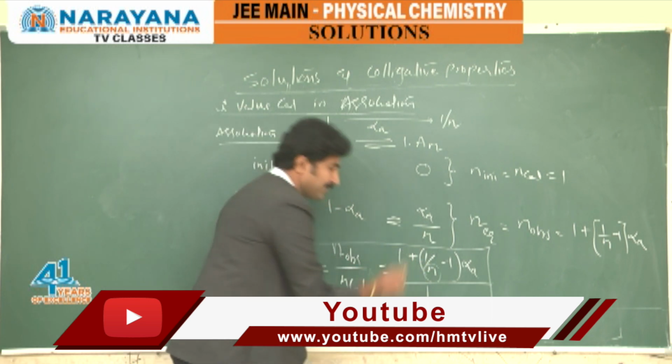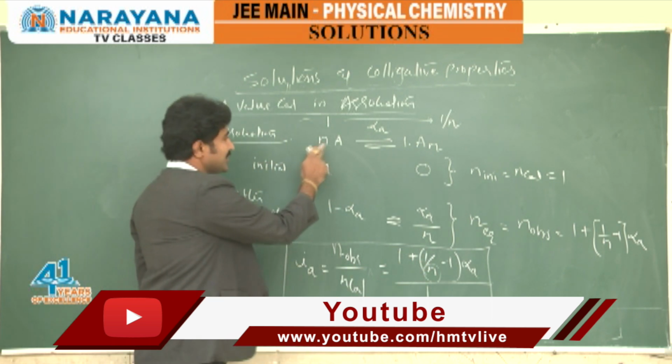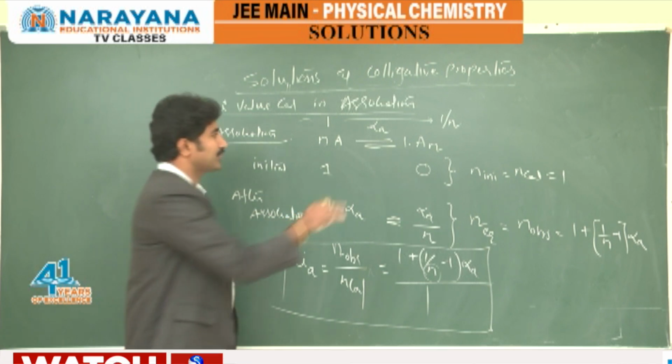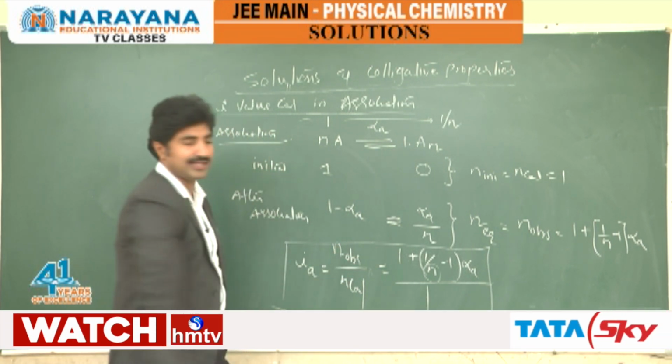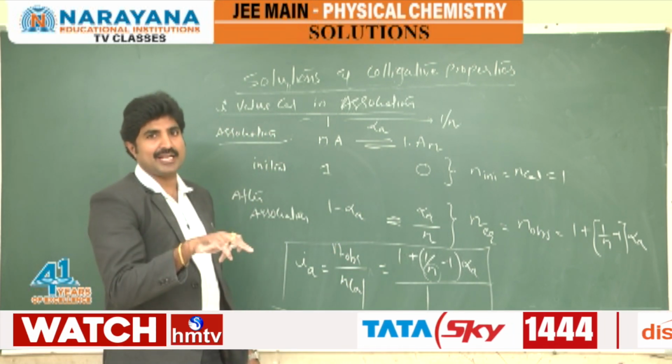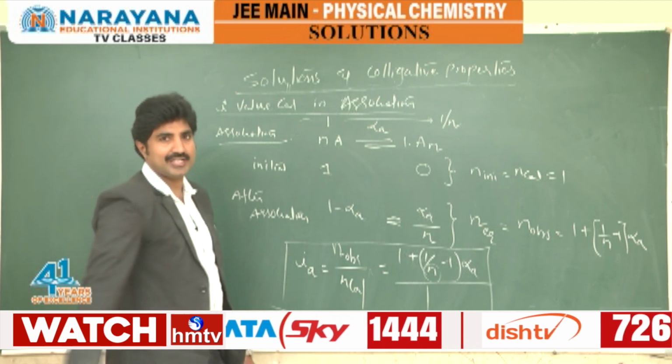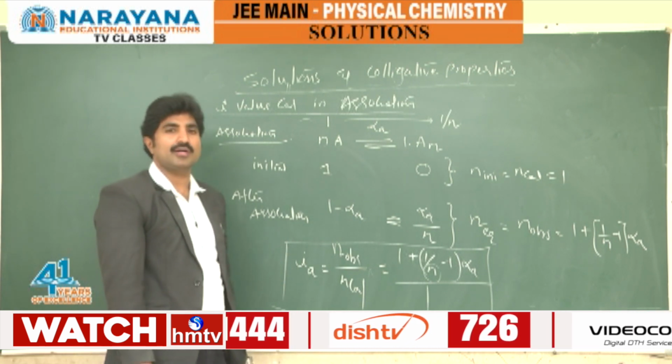Here, what is the n abbreviation? The number of species of reactants combined to give 1 mole of the product is nothing but n. So in dissociation, the n abbreviation is different, and in association, the n abbreviation is different. So finally, what are the i values?